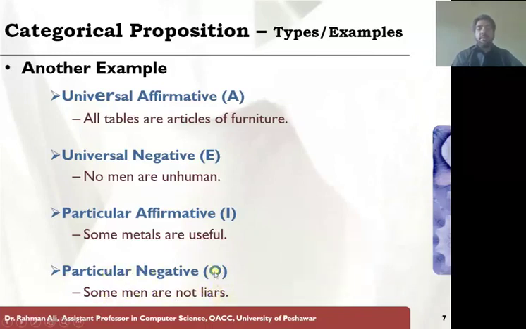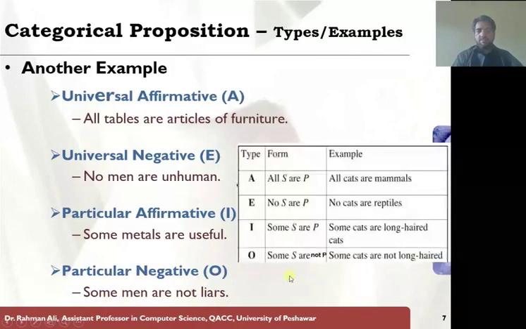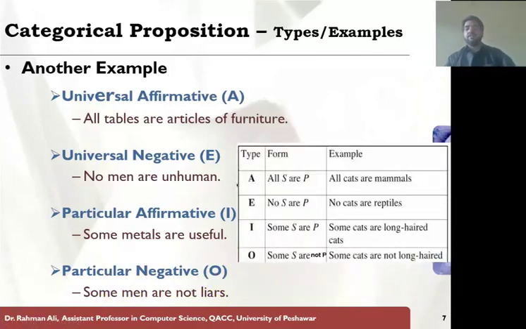So this is the particular negative example. If you look into another example and its representation, these categorical propositions can be represented by using the alphabet A, E, I, O. What is A? A means that all S are P, meaning all subjects are predicate. E means no subject are predicate. So all and no give us universal affirmative and universal negative.